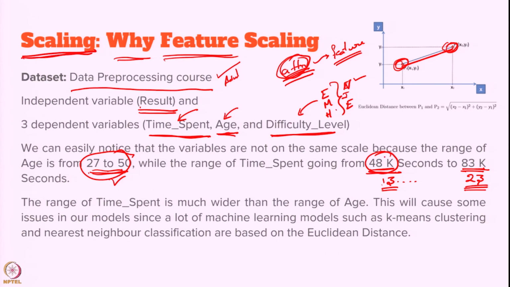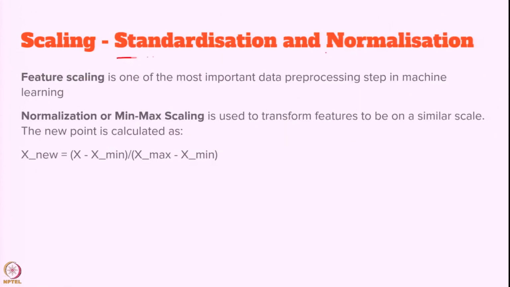Now how to do feature scaling? Before that, you need to know that there are few algorithms which do not use the distance metrics. In that case, you can directly use it. You need not do the feature scaling. But most of the algorithms actually use distance based metrics to do some analysis in their method. So in those cases, we have to do the feature scaling. Now how to do feature scaling? We can do it in 2 ways. One is normalization, another one is standardization.